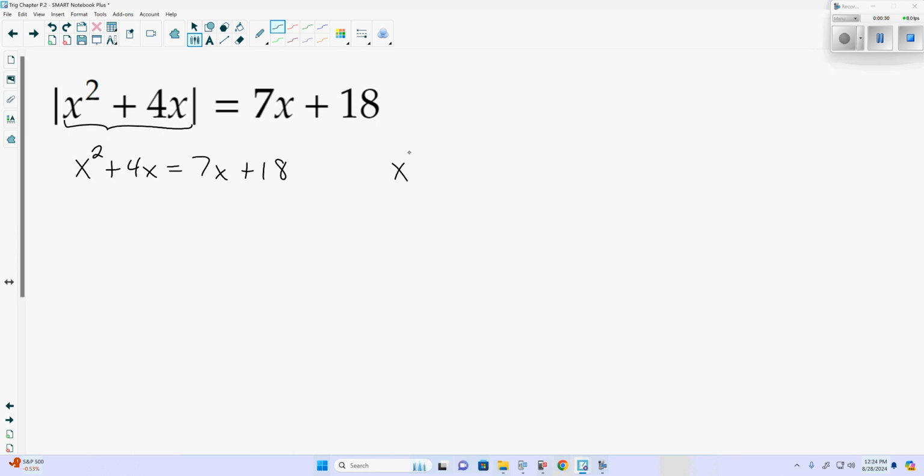The positive of it, and it will also equal the negative, because what's inside the absolute value could be positive or negative. So we have to set this other side for the positive case and the negative case.